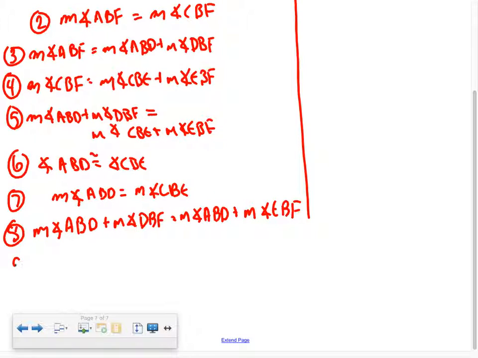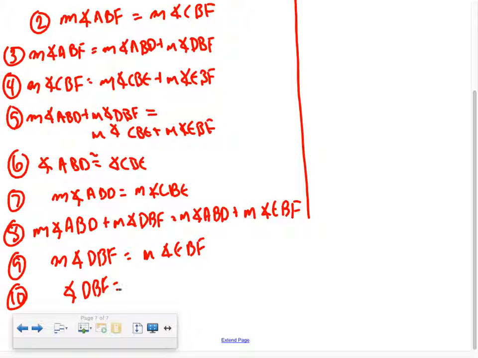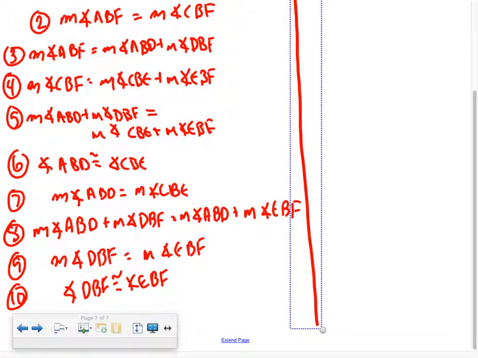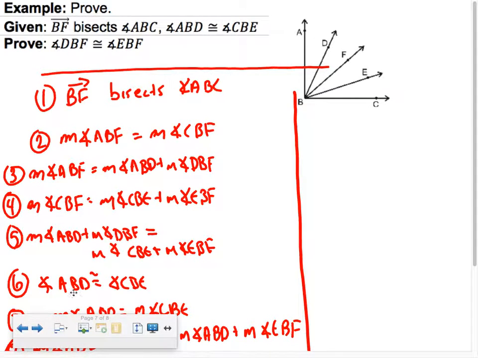Line 9, the measure of angle DBF equals the measure of angle EBF. And then our last line, angle DBF is congruent to angle EBF. So go ahead, give it a pause here, and see if you can figure out what the reasons are.